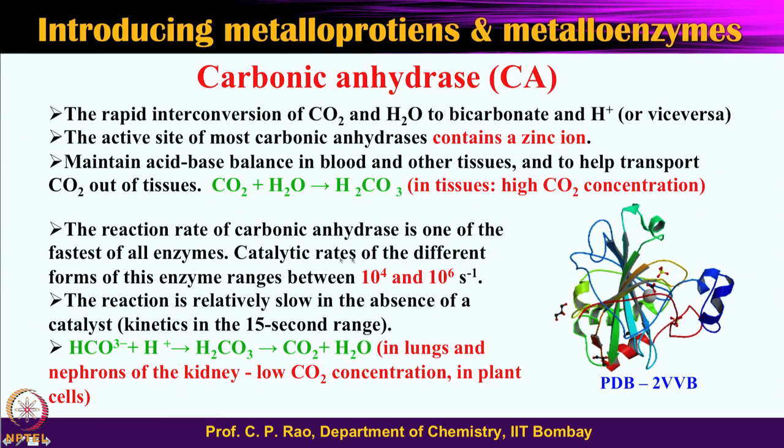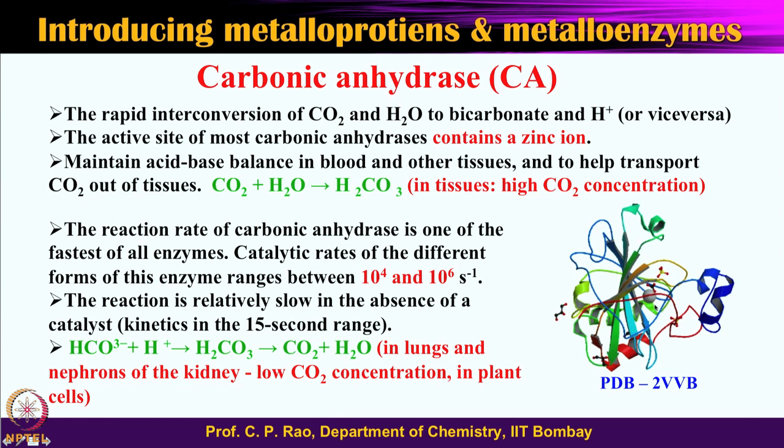The rate of the reaction of carbonic anhydrase is very fast. Okay. And from a variety of sources you have carbonic anhydrase, and the rates go between 10 power 4 to 10 power 6, very high rates. And in the absence of the enzyme, the reaction is very, very sluggish, probably 1 per 15 seconds or something, not much. So, in the lungs and nephrons of the kidney, this reaction converts the thing, and this is further taken out by water. So, the low concentrations in the plant cells, etc. This is a very important enzyme.